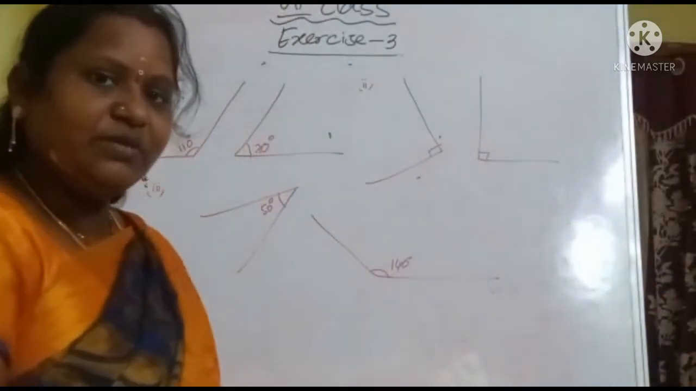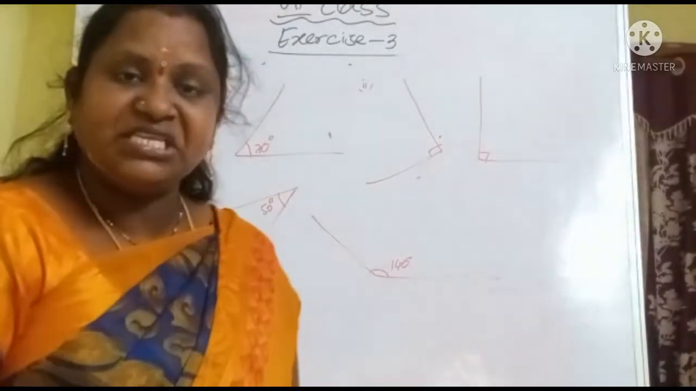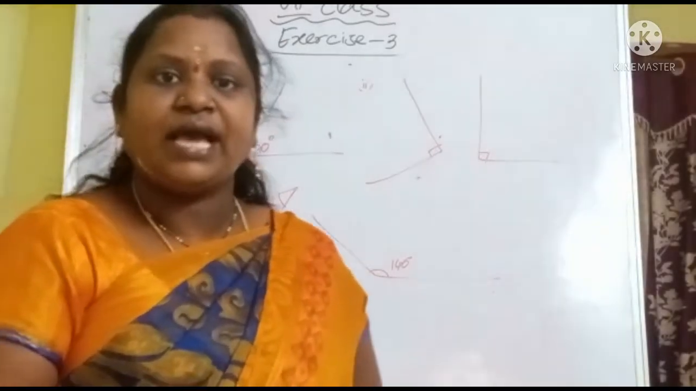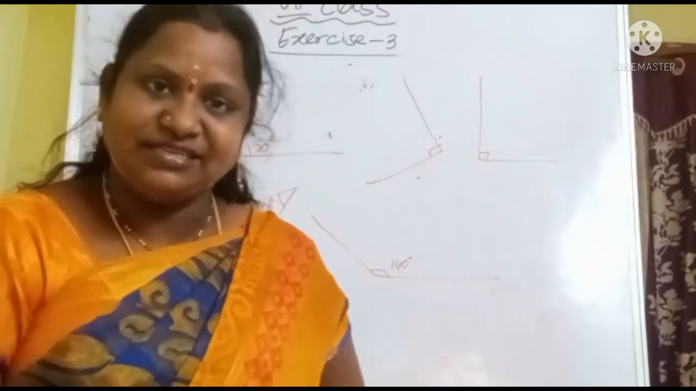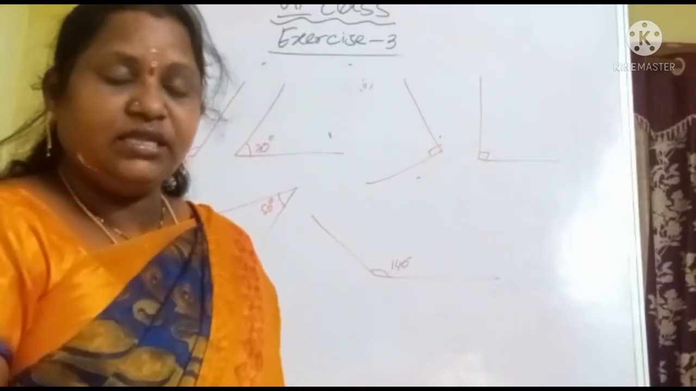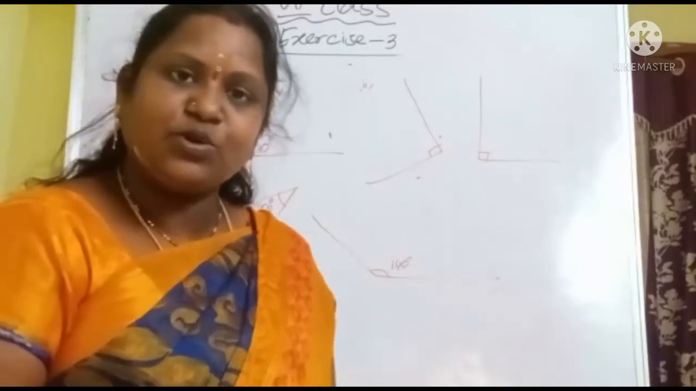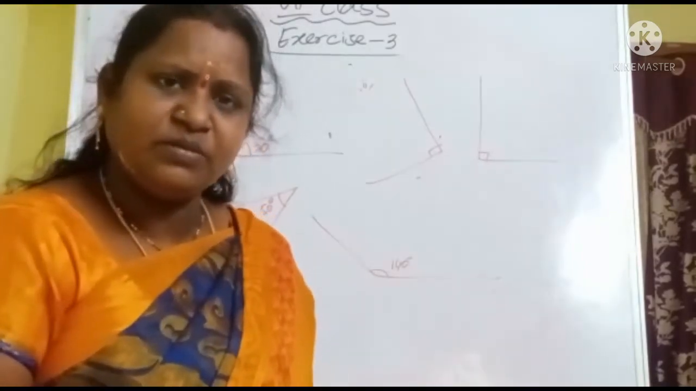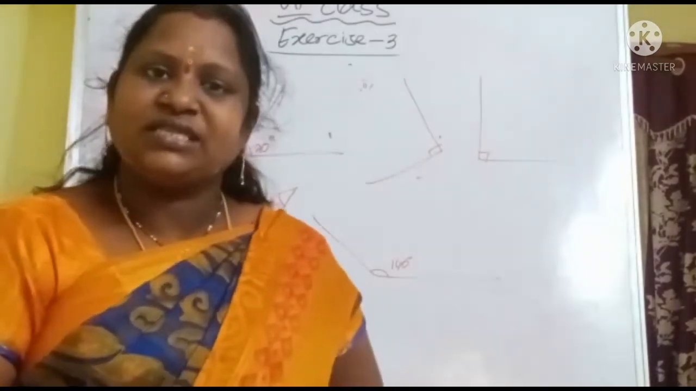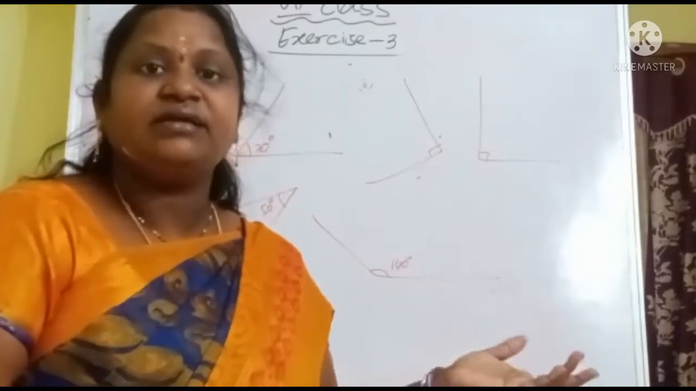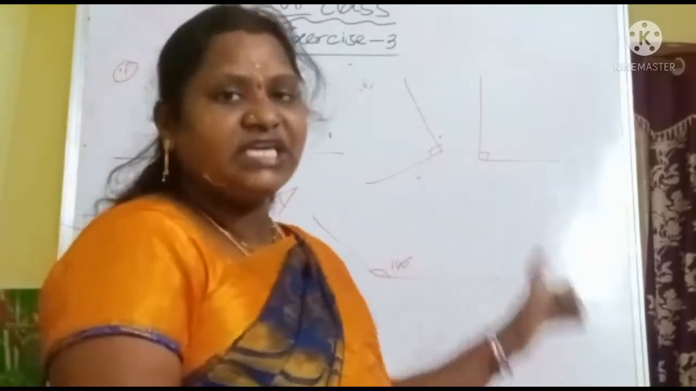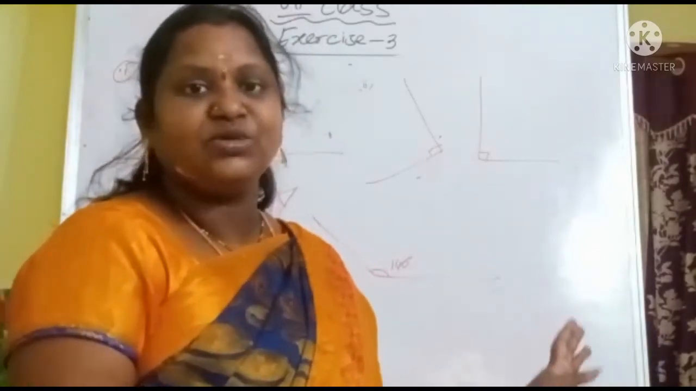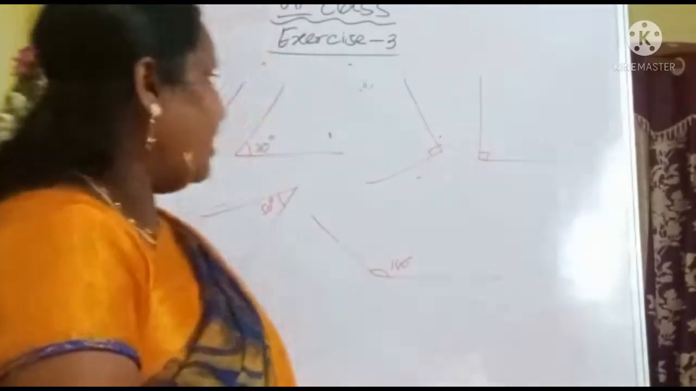So what do you mean by supplementary angles? Supplementary angles are nothing but if you add two angles, the sum of the two angles is equal to 180 degrees. In the previous class, we had learned about complementary angles. Complementary angles are nothing but if you add two angles, the sum should be equal to 90, I said yesterday. Today, if we add, it should be equal to 180, then we can say that those angles are supplementary angles.